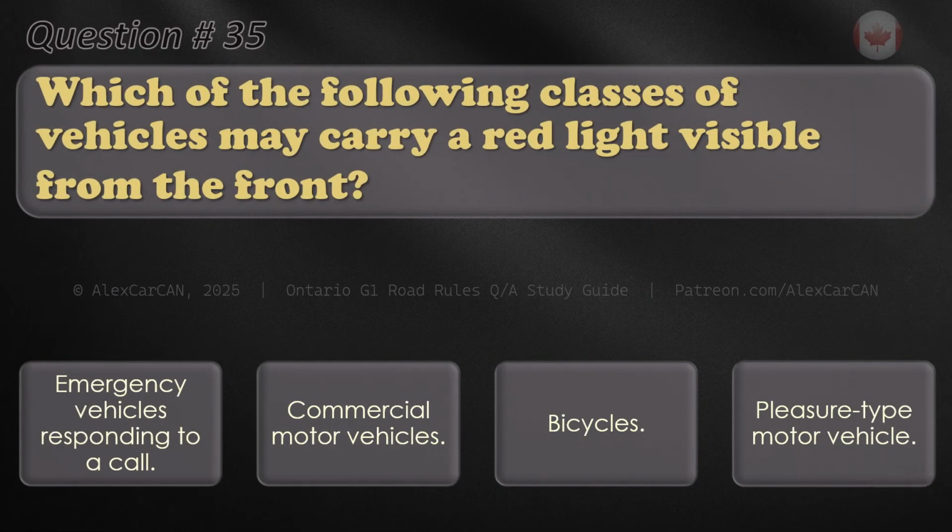Question number 35. Which of the following classes of vehicles may carry a red light visible from the front? Emergency vehicles responding to a call. Commercial motor vehicles. Bicycles. Pleasure-type motor vehicle. The correct answer is emergency vehicles responding to a call.